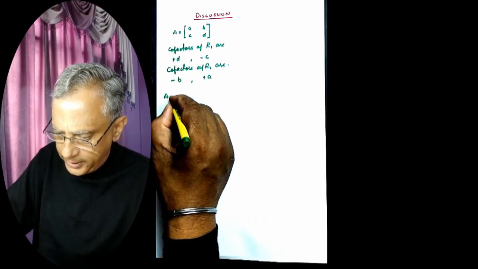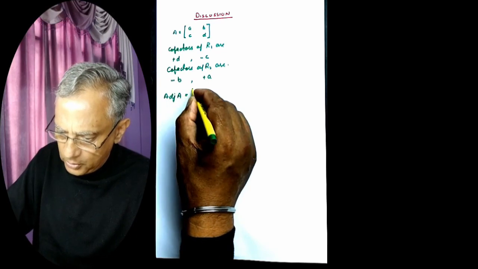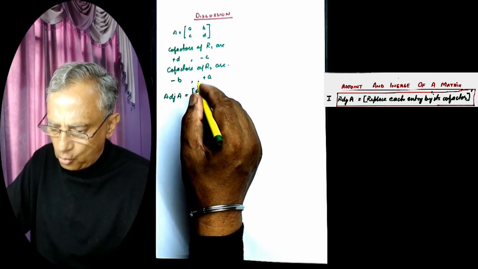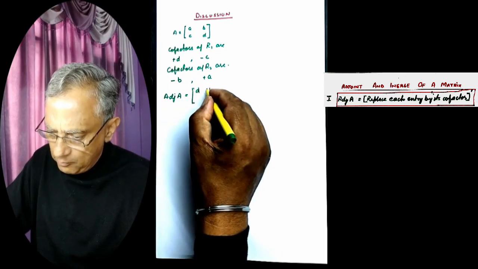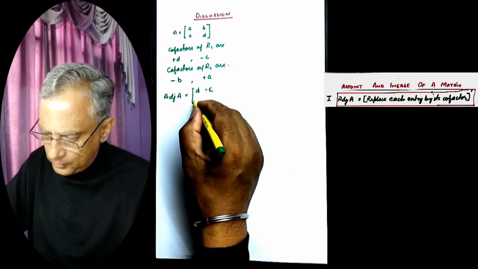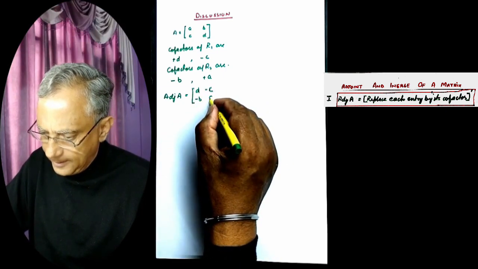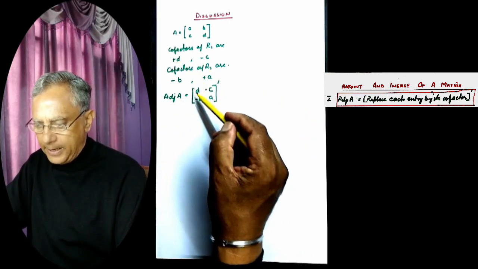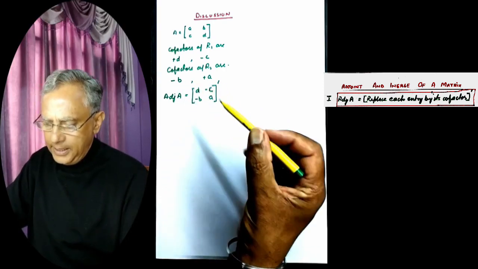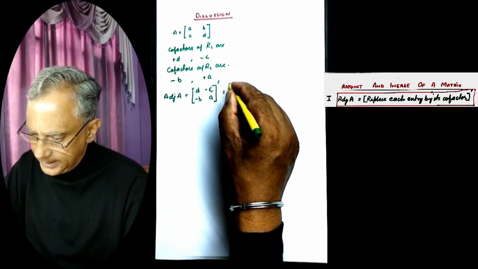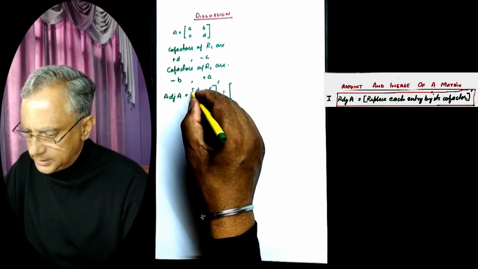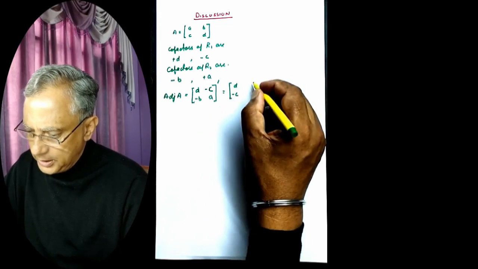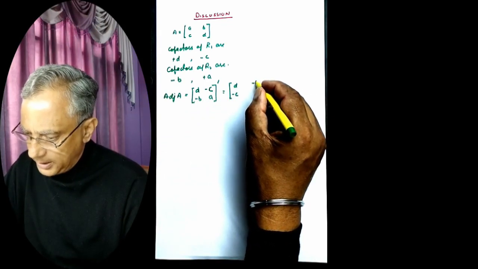Therefore, adjoint of A is equal to: replace each entry by its cofactor. So first is D, minus C, minus B, A. And take the transpose. Replace each entry by its cofactor and take the transpose. So what we get is, this row will become first column, D, minus C. This will be the second column, minus B, A.